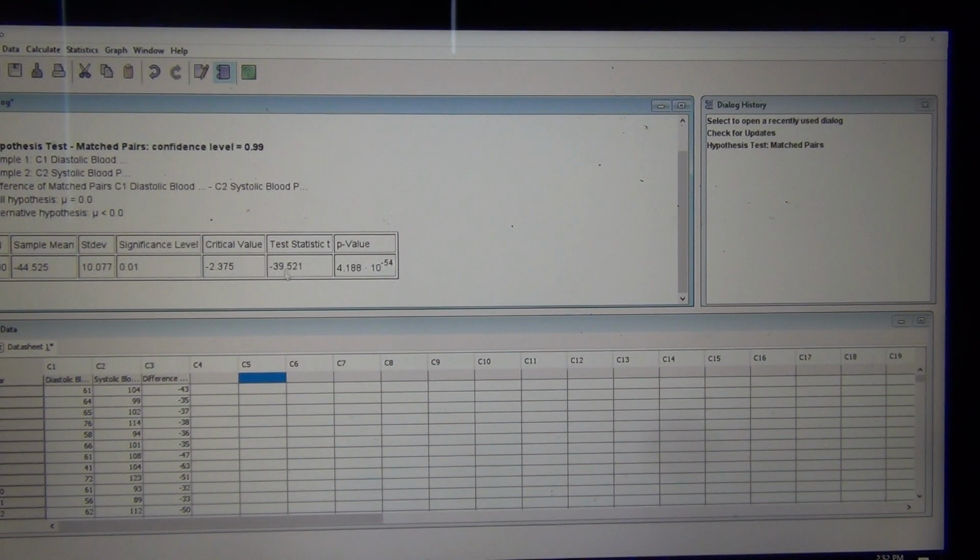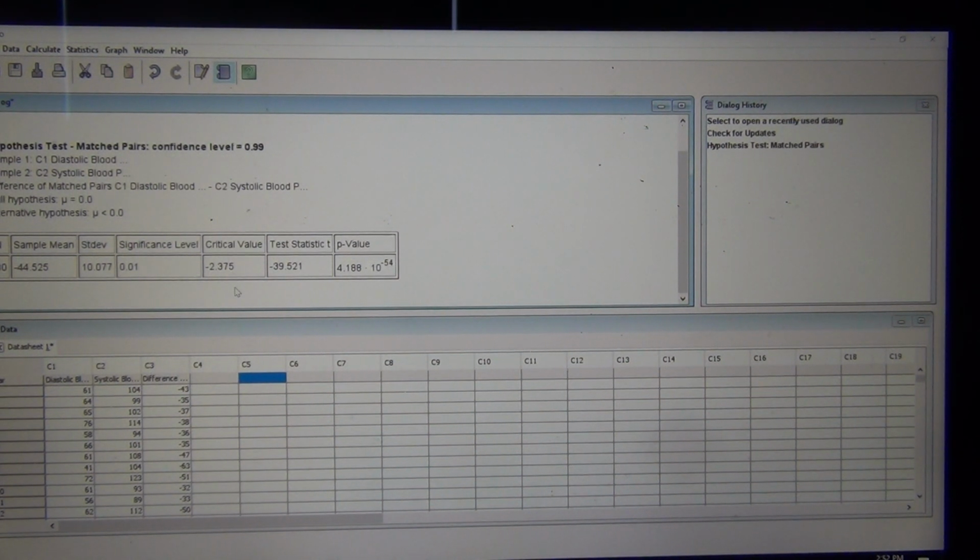Test statistic, negative 39, that's off the charts for a t-test statistic. That means the sample mean for diastolic is way, way, 39 standard errors below systolic. Very, very significant. Definitely in the left tail, determined by the critical value.